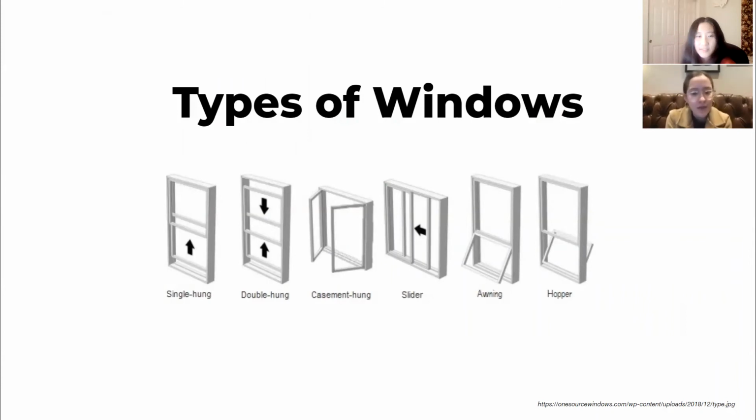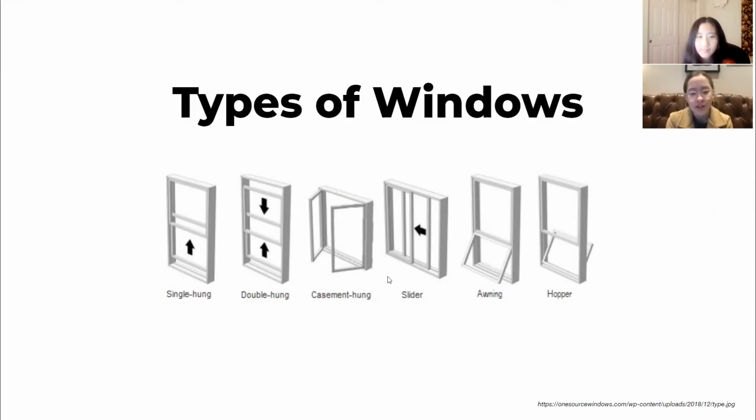Some of them include those that are illustrated in this picture, which are single hung, double hung, casements, sliders, awning, and hopper. These 6 types of windows are known as operable windows because they have sashes that are movable and that allow air into spaces. When windows cannot be opened, they're called fixed. And it's important to note that operability comes at a cost. Therefore, fixed windows are the cheapest kind.